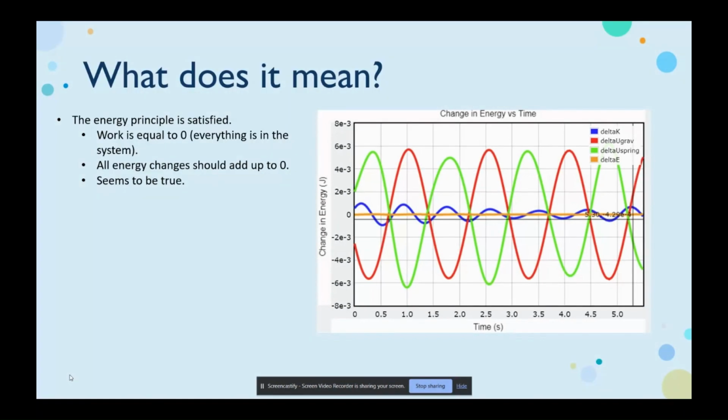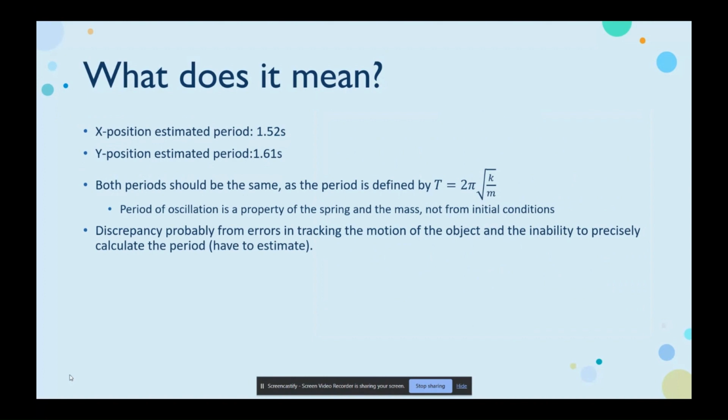The estimated period using the x position was about 1.52 seconds, and the estimated period using the y position was about 1.616 seconds. Both periods should be the same, as the period is defined by 2 pi times the square root of the spring constant divided by the mass. Essentially, the period of oscillation is a property of the spring and the mass, and not from the initial conditions in either direction.